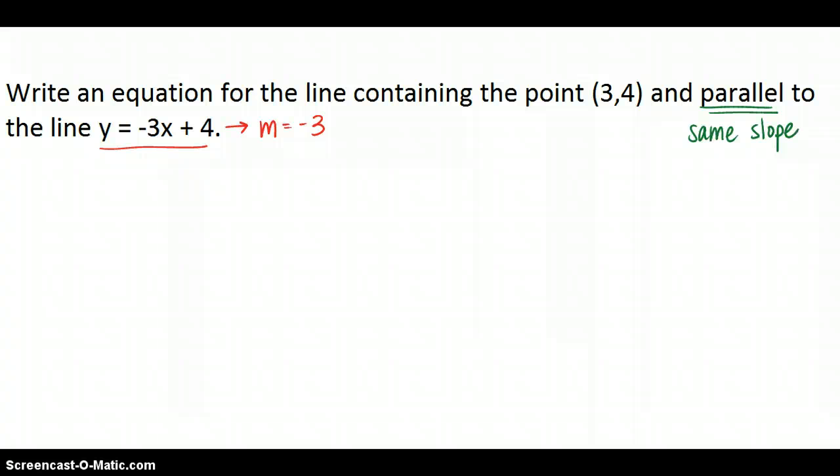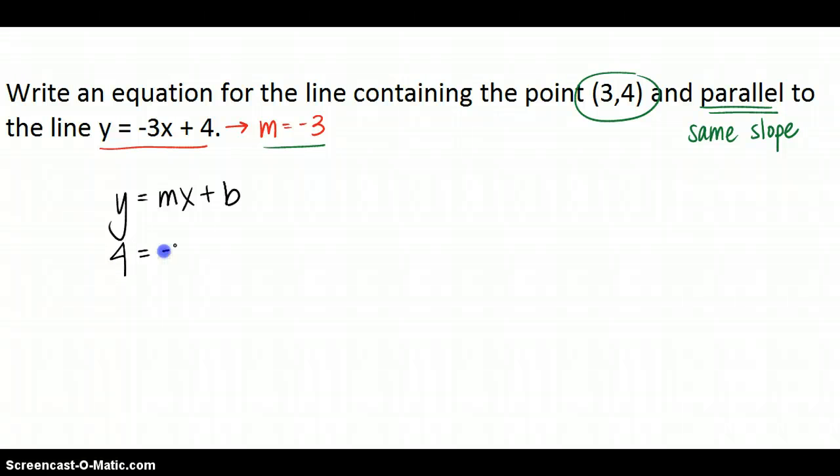So our job is to write the equation of a line that goes through the point (3, 4) and also has the slope of -3. So when we need to find the y-intercept and we don't have a graph, we start with our slope-intercept formula. I write that down so everything stays organized. I'm going to substitute in my y-coordinate, which is 4, equals m, which is -3, times my x-coordinate, which is +3.